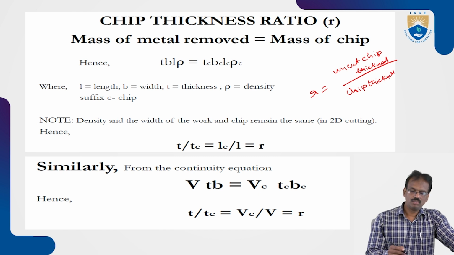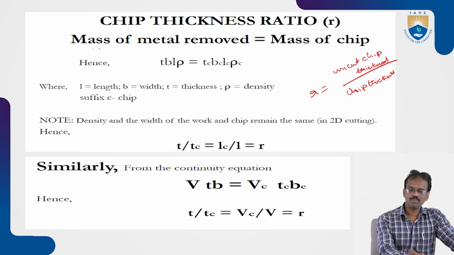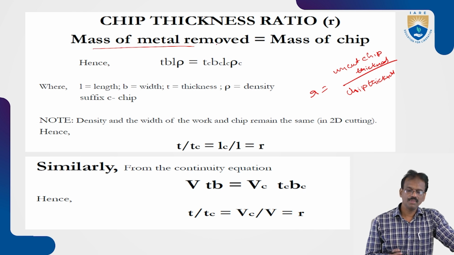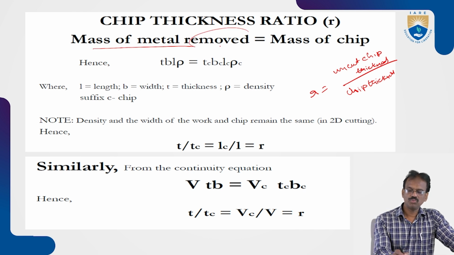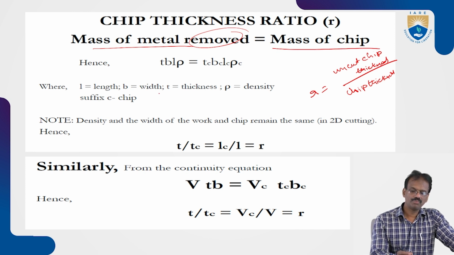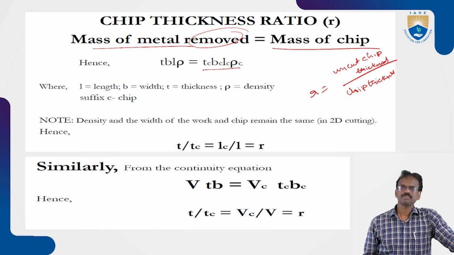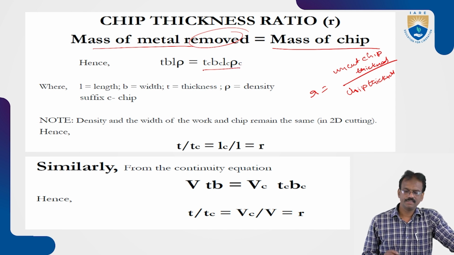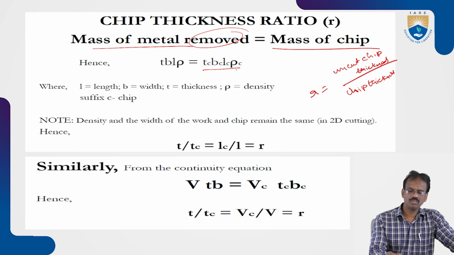The mass of the material is the same. The mass of the material removed is equal to the mass of the chip. Both are the same. So the formula for the mass of the material is thickness into B, the width, into length into density. After cutting, it is TC and BC and LC and rho C also.